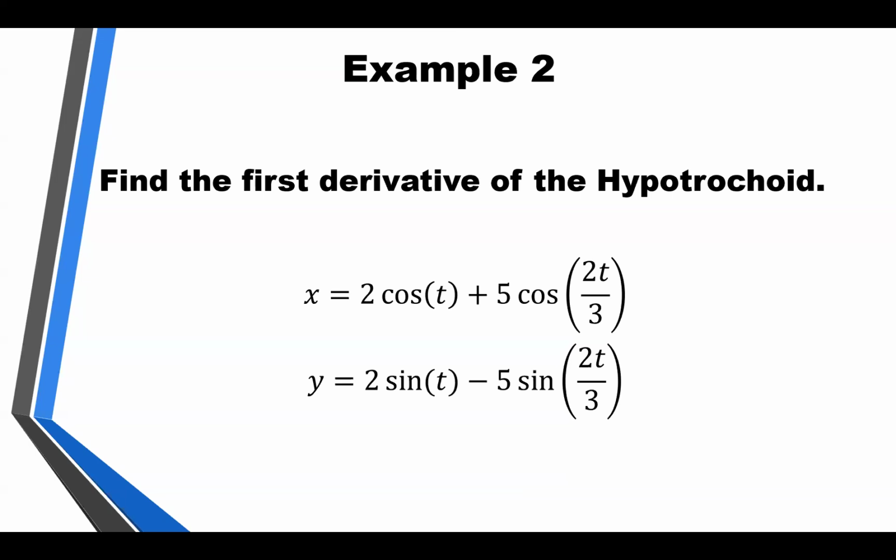Let's do another example. Let's find the derivative of the hypotrochoid that we looked at in the parametric equations video, one of our interesting parametric graphs that we just glanced at. So we have x equals 2 cosine t plus 5 cosine of 2t over 3, and y equals 2 sine of t minus 5 times sine of 2t over 3.